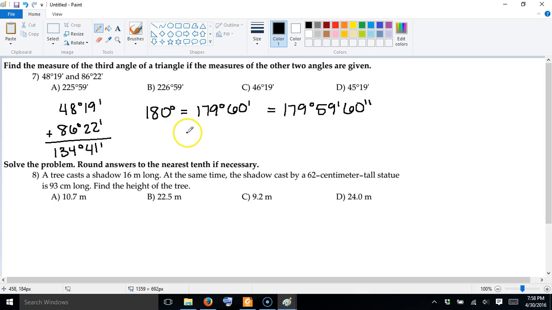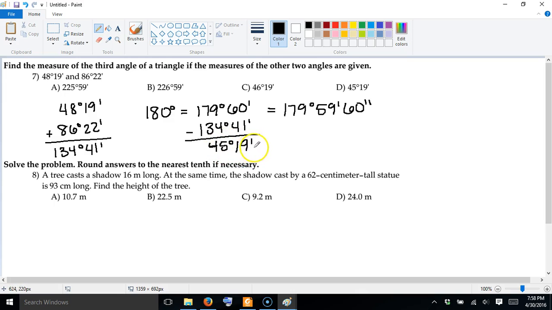Let's subtract the 134 degrees and 41 minutes from this right here to get our answer, which is 45 degrees and 19 minutes.